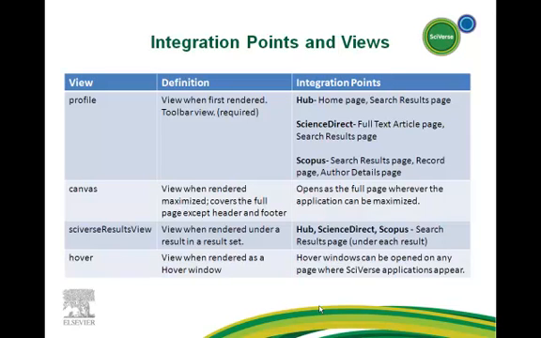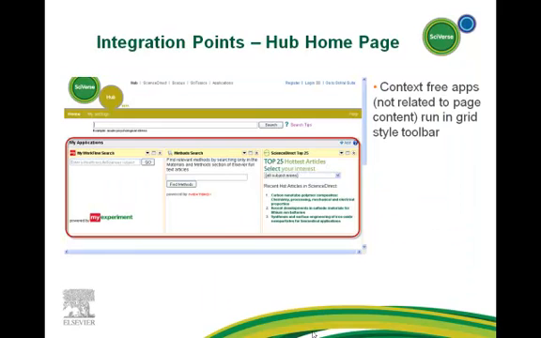The canvas view is the maximized view of the gadget. It opens when the application is maximized. The SciVerse results view is the under search result view. Gadgets which run on the search results pages can choose to display themselves under one, all, or a select number of search results on the page. Finally, the hover view is the view displayed when the gadget chooses to display itself in a pop-up window.